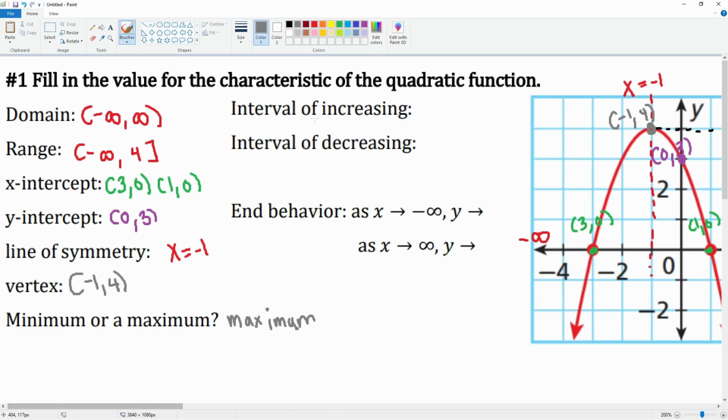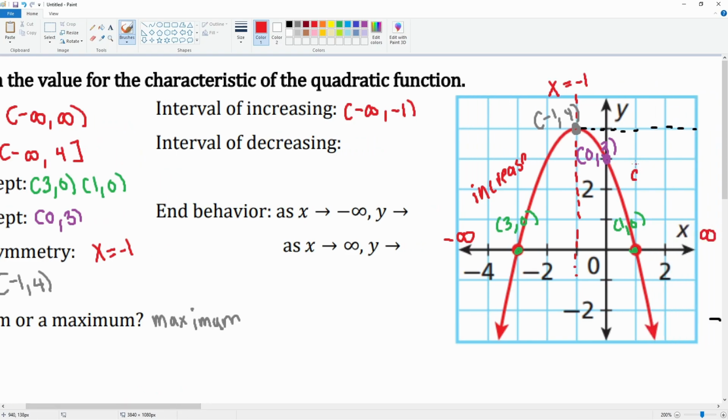Now let's take a look at the intervals of increasing and decreasing. Notice that here it is increasing from negative infinity all the way to -1. So negative infinity all the way to -1. Then it starts decreasing here from -1 all the way to positive infinity.